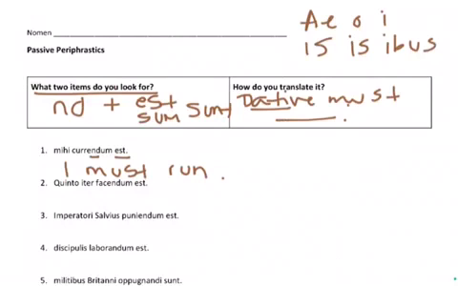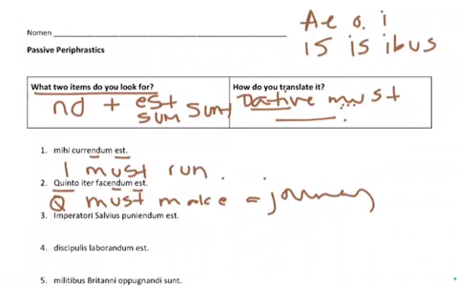Let's do it again. Quinto iter faciendum est. So what's your dative? Oh, quinto says it's quinto. Quintus must, because it's got the nd and the est, must make a journey. Let's do one more. I need a dative. Discipulis. And then, do I have an nd? Yes. Do I have an est? Yes. The students must work.